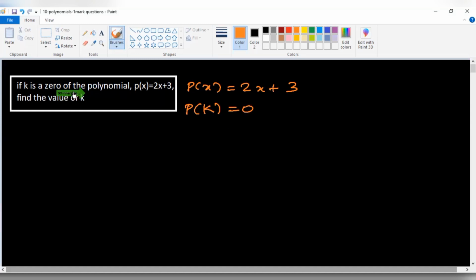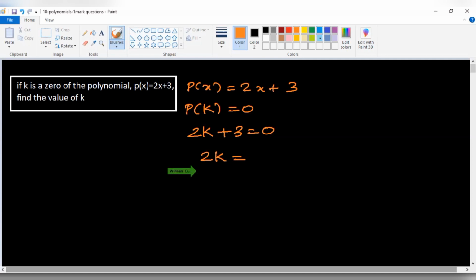That means in place of x, if we give the value k, then we have to get a 0. That is 2k. See, in place of x, we have to put k. 2k plus 3 equal to 0. Then what will be k?